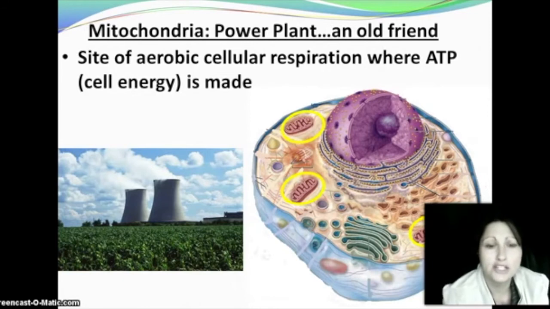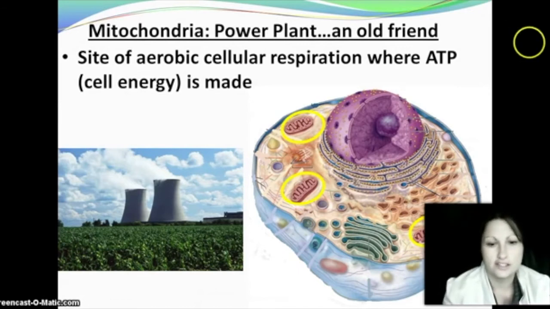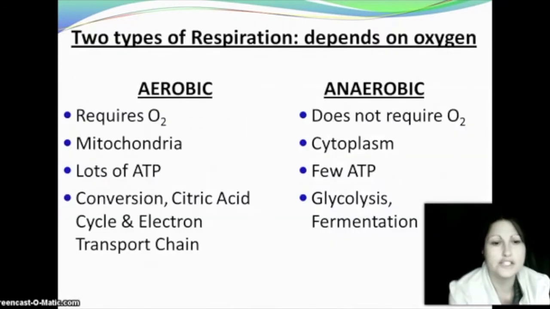In our cell parts lecture, we talked about the mitochondria, which was the power plant of the cell, so this should be at least somewhat familiar to you. These are these little kidney bean looking guys in the cell. And they're the site of aerobic cellular respiration, or the place where the energy is going to be made in the cell.